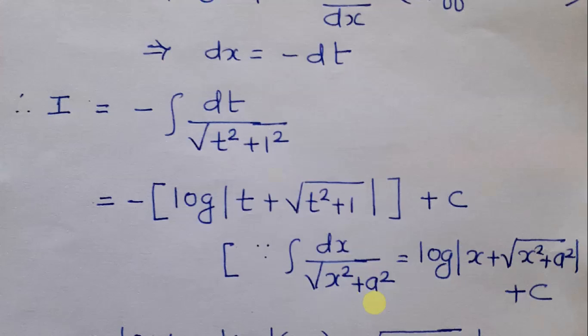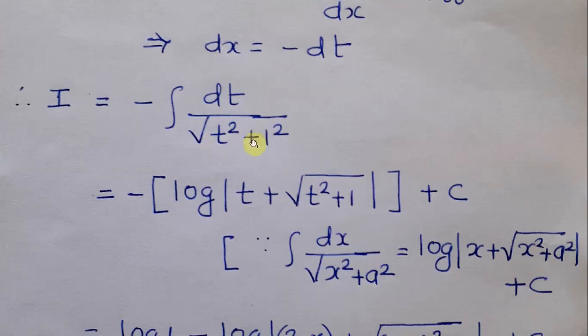Okay, compare the integration dt upon under root of t square plus 1 square, and the formula is dx upon under root of x square plus a square. The formula is log of mod of x plus under root of x square plus a square. So our x is actually t and our a is 1. So I put up the value here. As you can see, the value of x, I am keeping t here, both the places, and the value of a I am keeping as 1. 1 square is becoming 1.